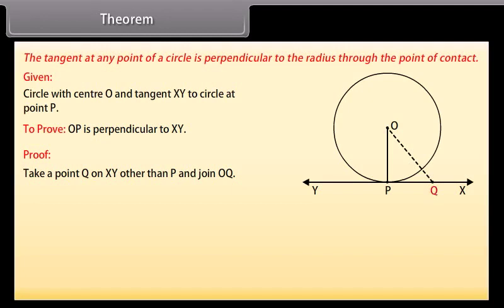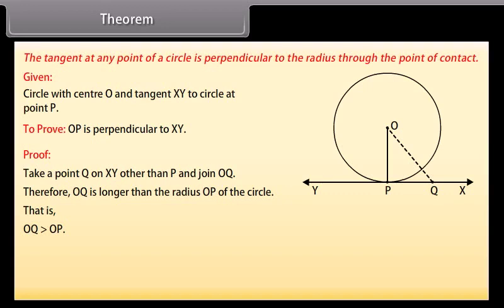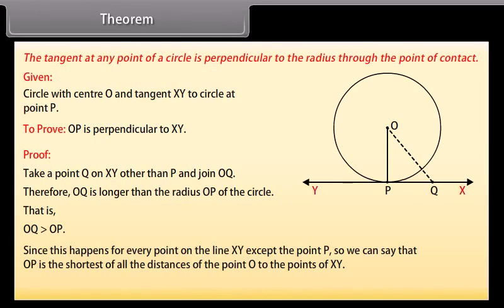Also, the point Q must lie outside the circle, because if Q lies inside the circle, then XY will become a secant and not a tangent to the circle. Therefore, OQ is longer than the radius OP of the circle. That is, OQ is greater than OP. Since this happens for every point on the line XY except the point P, we can say that OP is the shortest of all the distances of the point O to the points on XY. Hence, OP is perpendicular to XY.